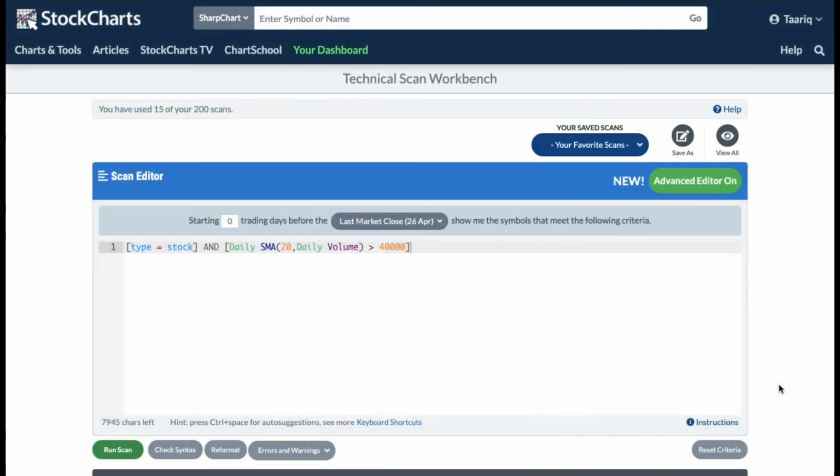How's it going, everyone? So today I'm going to show you a scan that's going to use three important bullish signals to help you find good solid stocks. This one was created by a man named Richard Estes.